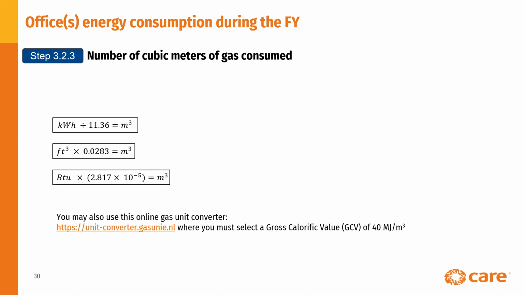Of course, these are just examples, and usually coordinated to have these calculations for natural gas. They may differ slightly, but you can always check and use an online gas unit converter. One good one to be used is unit-converter.gasunit.nl, where you should select the corresponding gross calorific value, the GCV, of 40 megajoules per cubic meter, which is an average for most gases, but most likely correlated to natural gas.